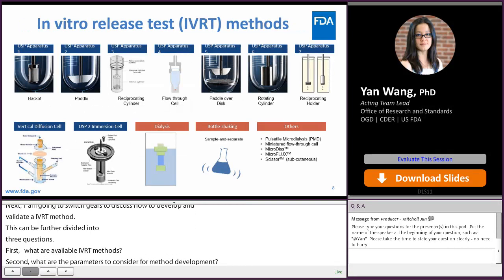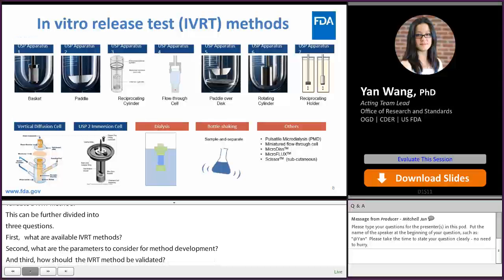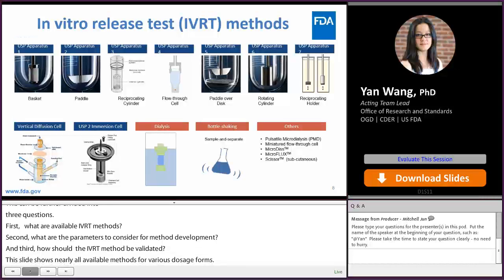This slide shows nearly all available IVRT methods for various dosage forms. I'm not going to discuss each one of them. The point is that there are many different methods available, and in order to select the most suitable method, we really need to understand the dosage form and what the potential challenges are for developing and validating an IVRT method.